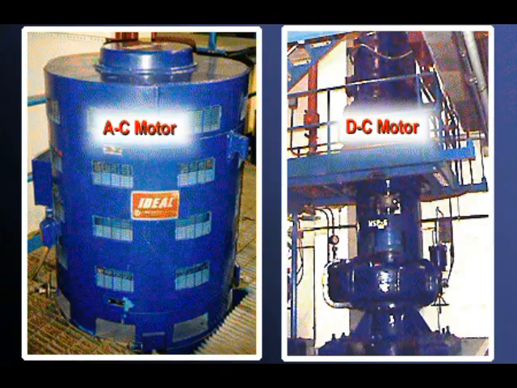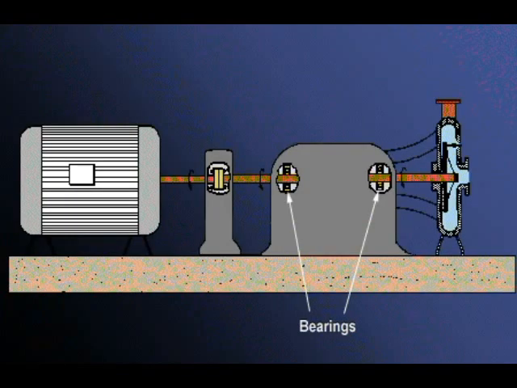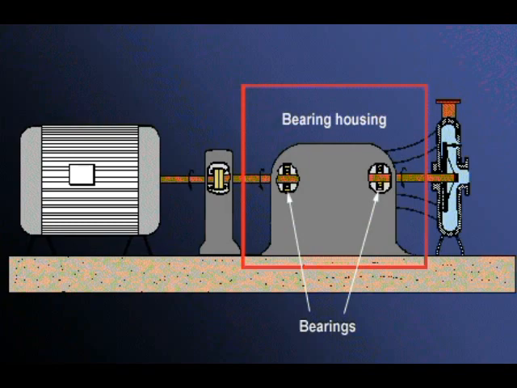The power source for the pump is usually an electric motor. The motor is connected by a coupling to the pump shaft. The bearings hold the shaft firmly in place, yet allow it to rotate. The bearing housing supports the bearings and provides a reservoir of lubricant. An impeller.